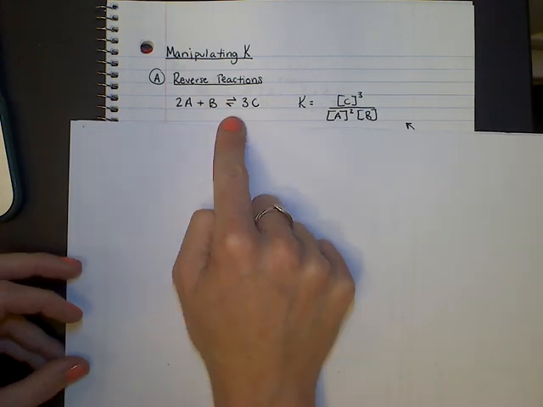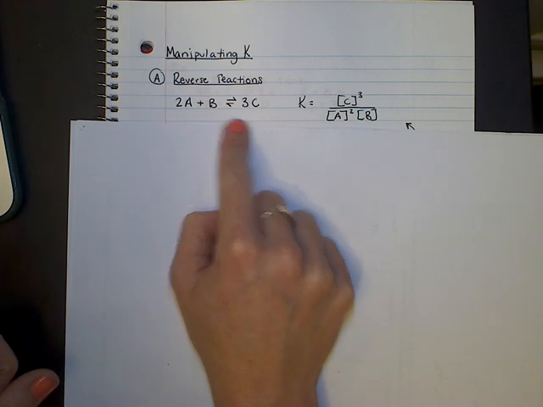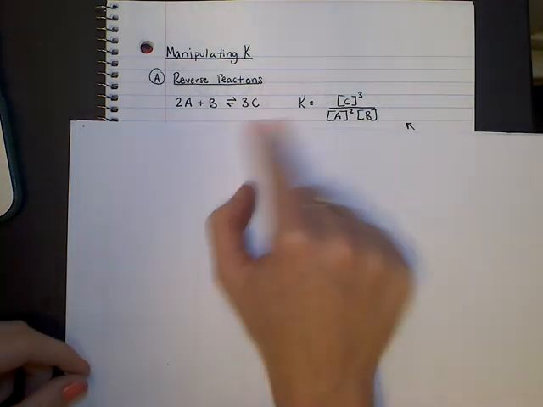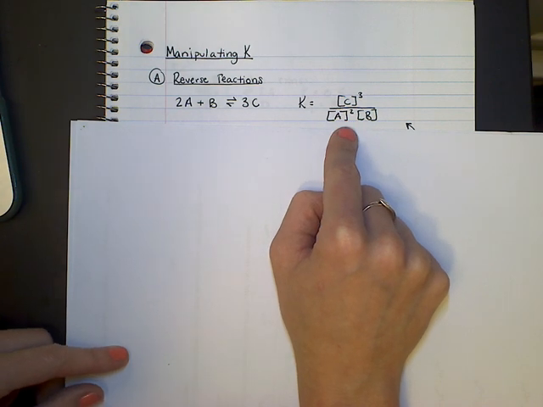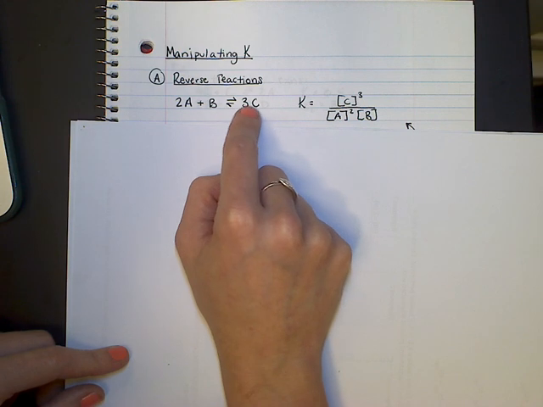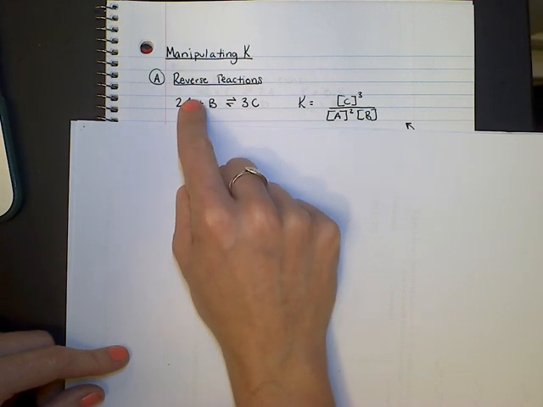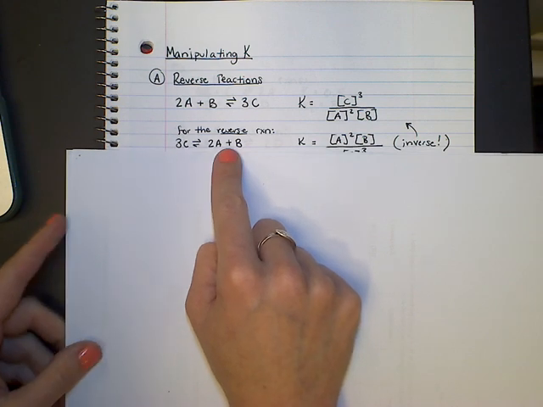So let's say we're talking about this reaction right here: 2A plus B is in equilibrium with 3C. Just like we talked about today in class, this is how we would write the expression. So that's the forward reaction. If we wanted to reverse this reaction, so instead 3C becomes the reactant and these two become the product, like that, this would be the reverse reaction.